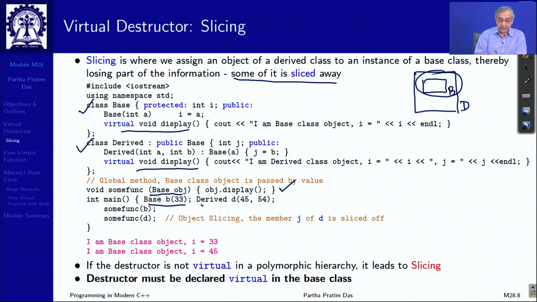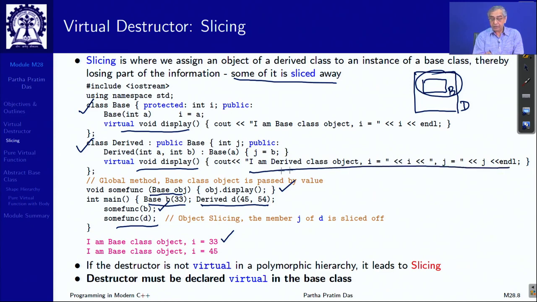And we have base class and derived class objects. We called some function on the base class object, we get what is expected. We call the same function on the derived class object, but this function does not get called, rather this function is getting called because you have passed the object as a base class object.